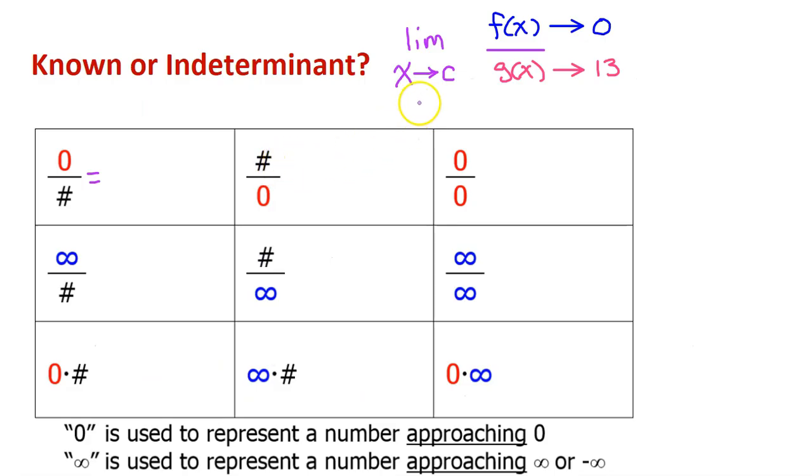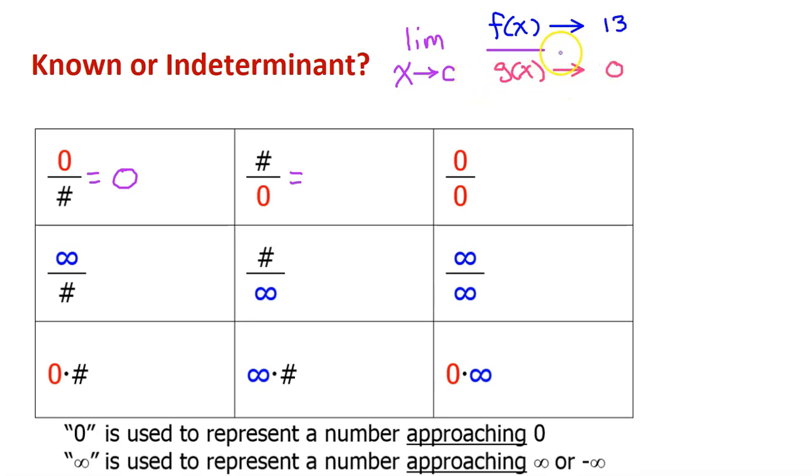But first, a quick review. Say you're taking the limit of a rational expression. So you have a function in the numerator and a function in the denominator. If direct substitution gives you 0 in the numerator and some number in the denominator, like 13, then the value of the limit is 0, because it's just like 0 divided by 13.